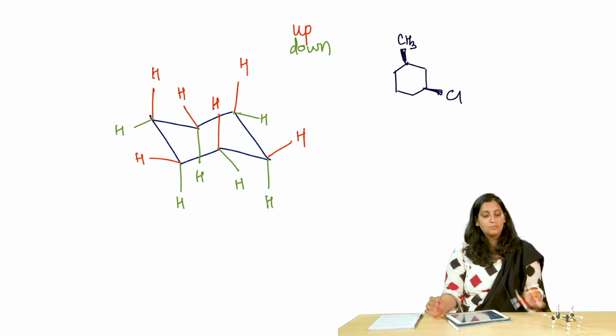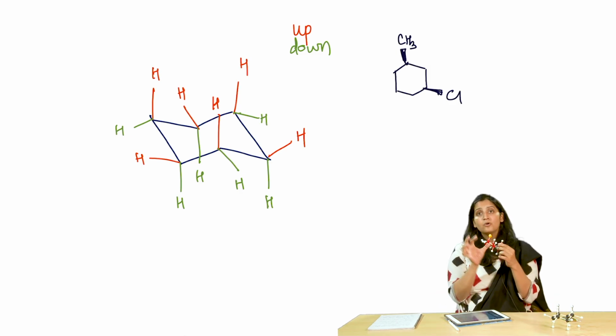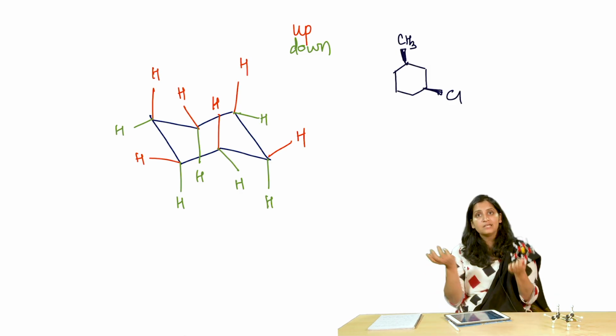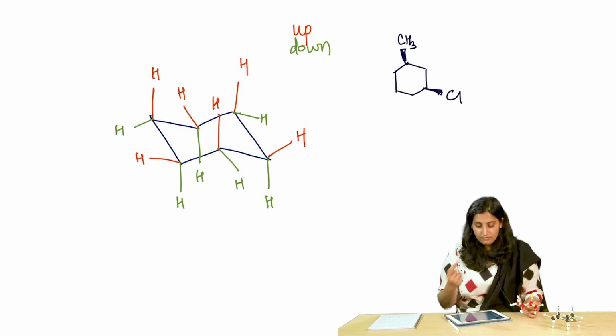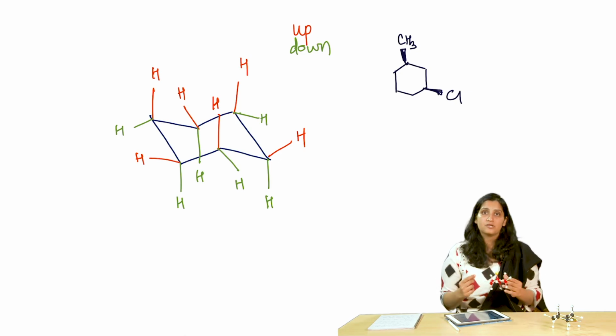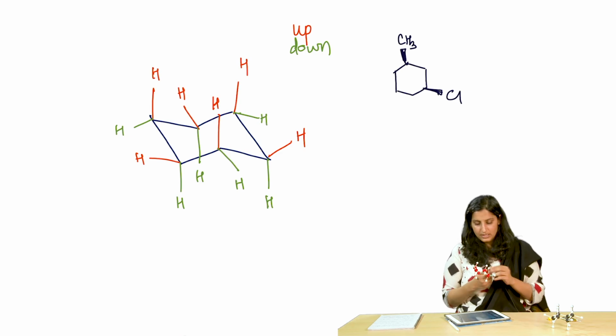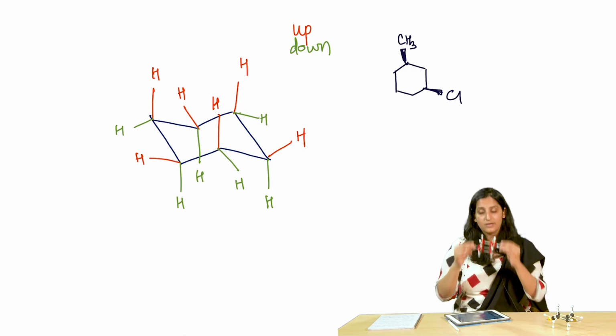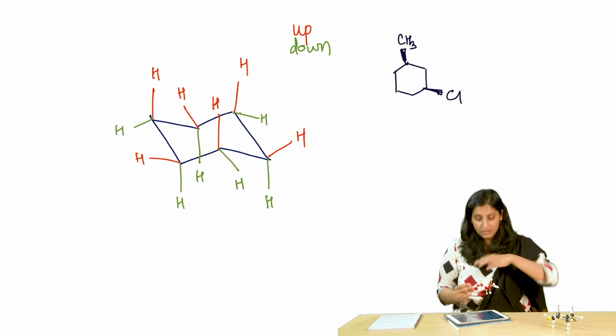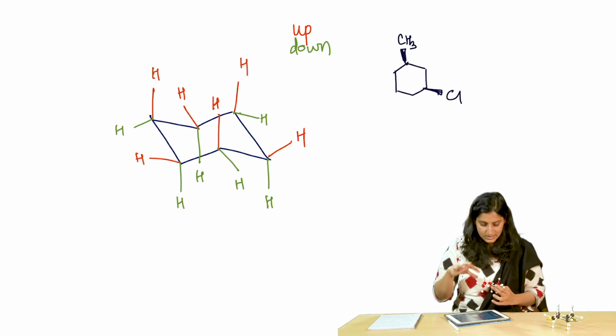Okay. What does that mean? Remember that every carbon has an up group and a down group. It may be axial, it may be equatorial, but we need to understand which is the up group, which is the down group. More importantly, if I look at this particular cyclohexane chair such that I am looking at it from the top, what I see is that there are a couple of groups that are coming towards me and a couple of groups are going away from me.